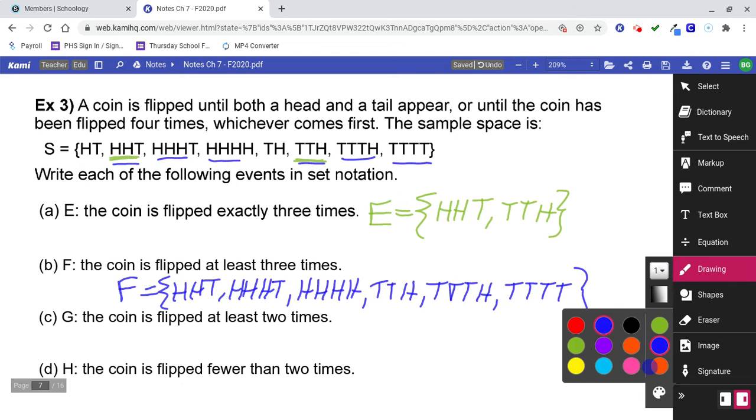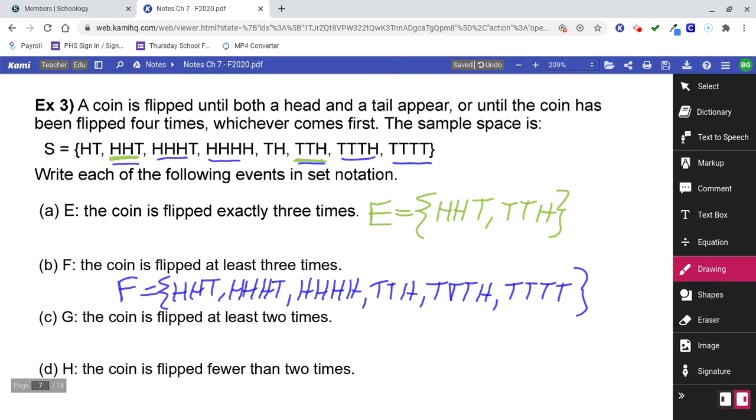Event G, the coin is flipped at least 2 times. So at least 2 times. Well, if you look at it, isn't that going to be everything? Every single one of those things has been flipped at least 2 times, right? So I'm going to list all of them, all 8 of the possibilities. Or is there an easier way? Can't I just say it equals the sample space? You could list them all out if you want to, but I don't want to. Lazy that way, I guess.